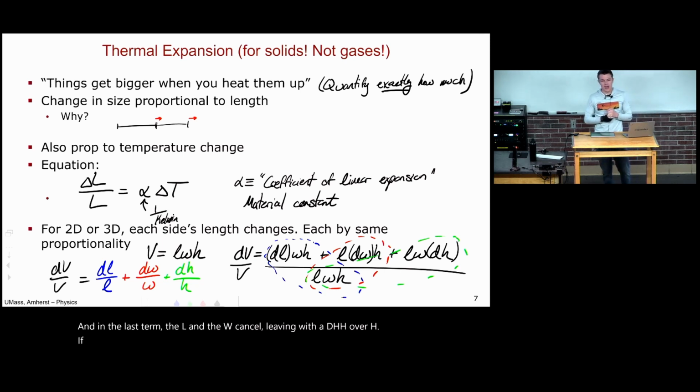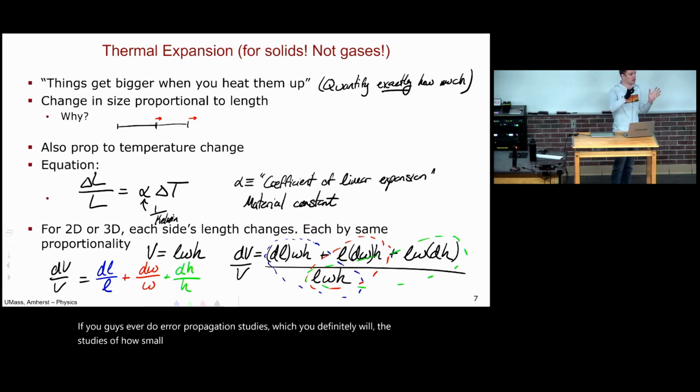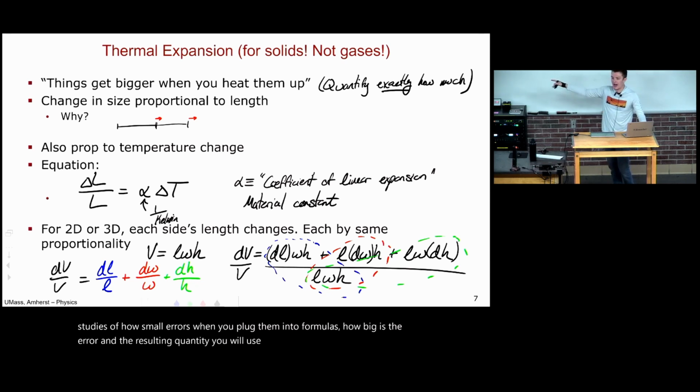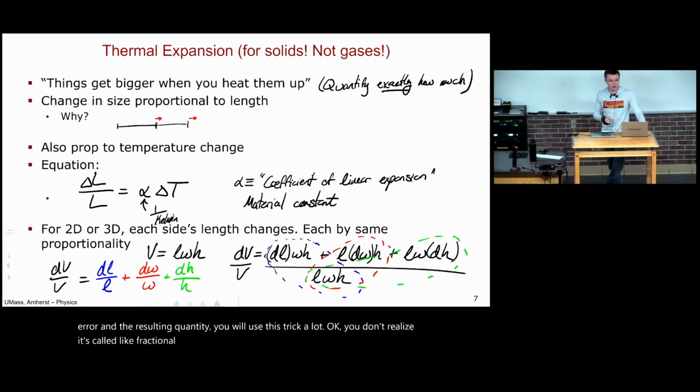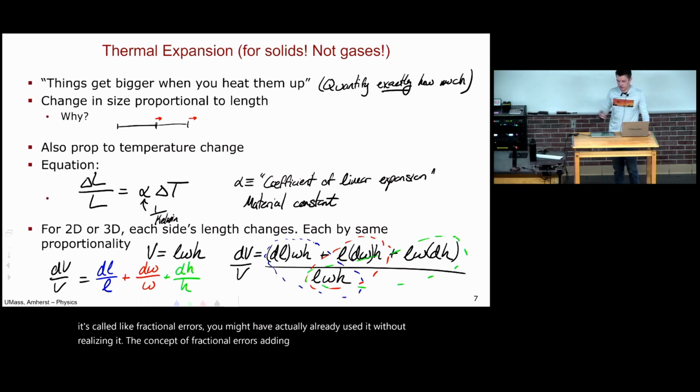If you ever do error propagation studies, which you definitely will, the studies of how small errors, when you plug them into formulas, affect the error in the resulting quantity, you will use this trick a lot. You might not realize it, but it's called fractional errors. You might have actually already used it without realizing it. The concept of fractional errors adding uses this exact derivation.